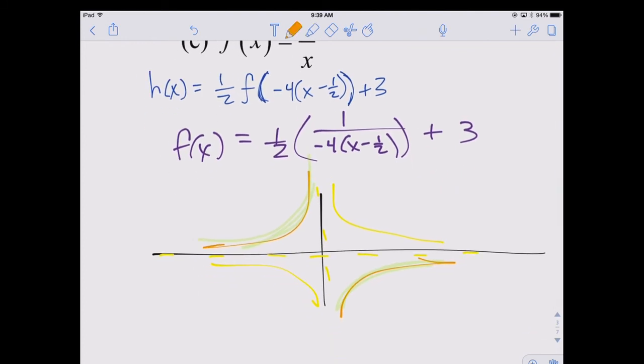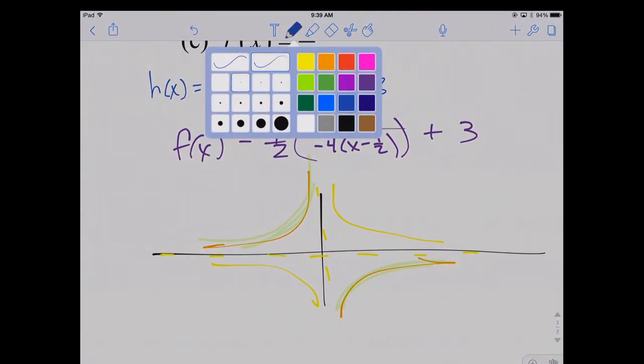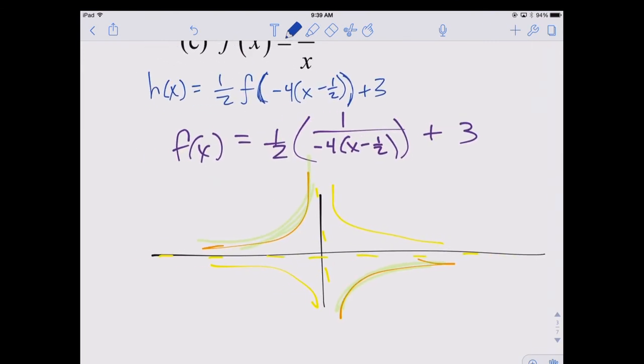Now we're going to pick it up and move it. When I move it right, that moves which important feature? The vertical asymptote. So it's now here at 1/2. And the plus 3 moves what important feature? The horizontal. So I'm just going to call that 3. So those vertical and horizontal asymptotes are important.